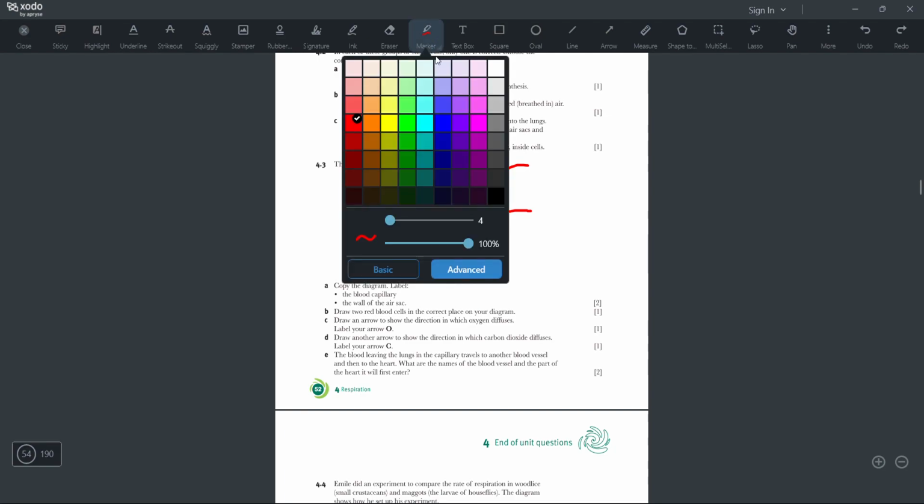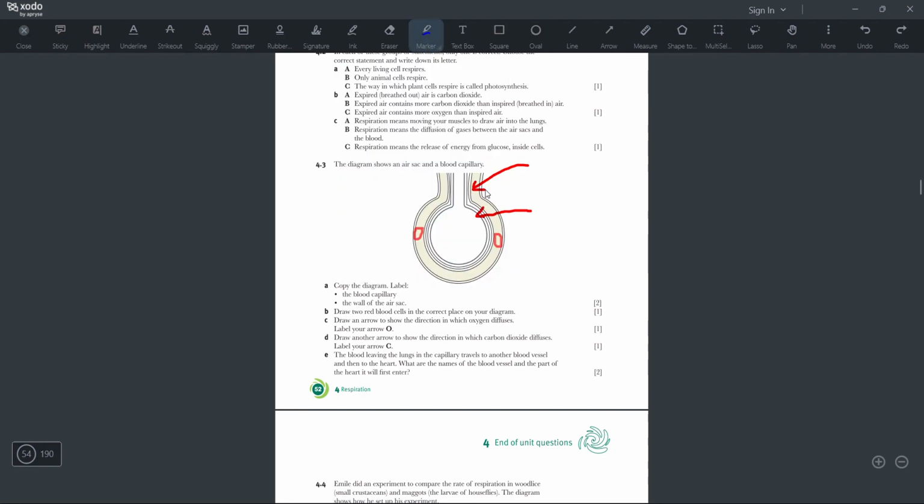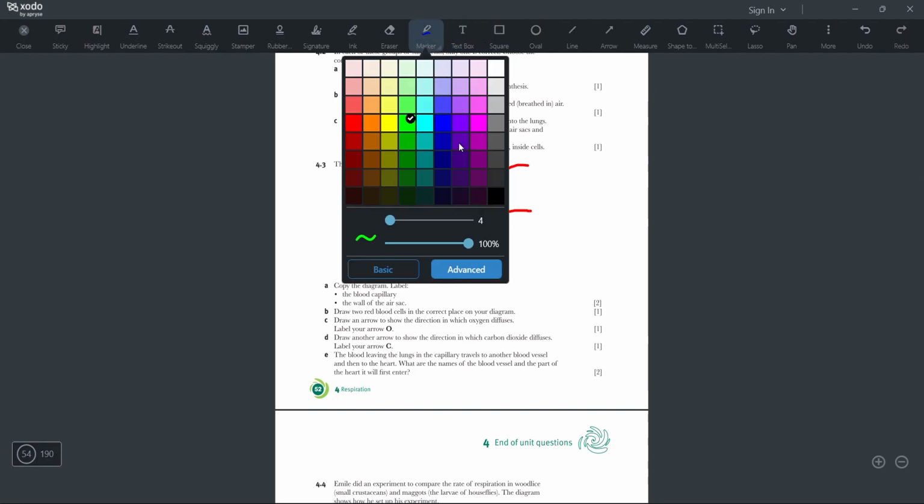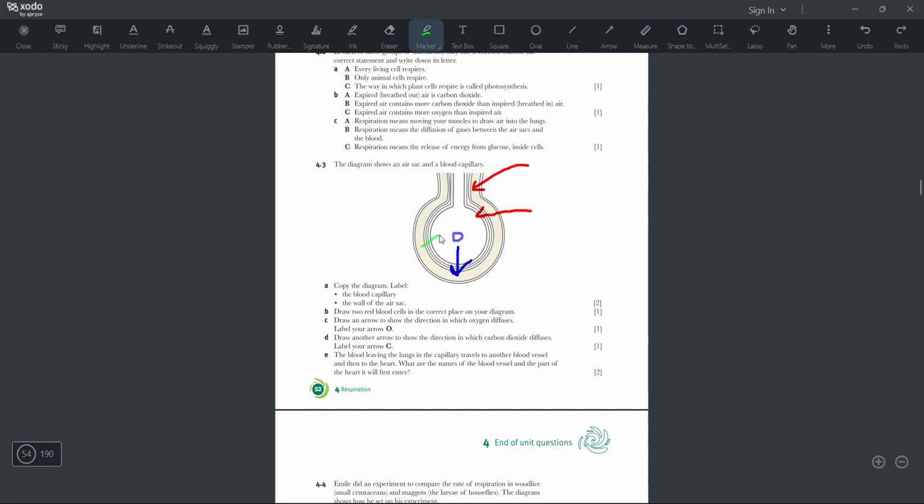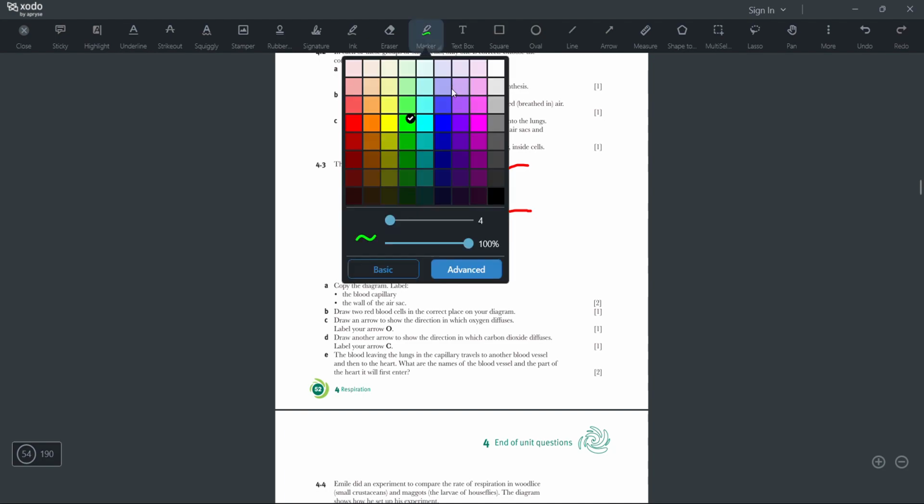So let me change colors here. Your oxygen will be diffusing into your capillary over here. And label your arrow O, so put a little O there, that's your oxygen. Draw another arrow to show the direction in which the carbon dioxide diffuses, so we'll make that green, and the carbon dioxide is going to go out of the cell over here, and that can be a C. I'm not sure why the O disappeared.